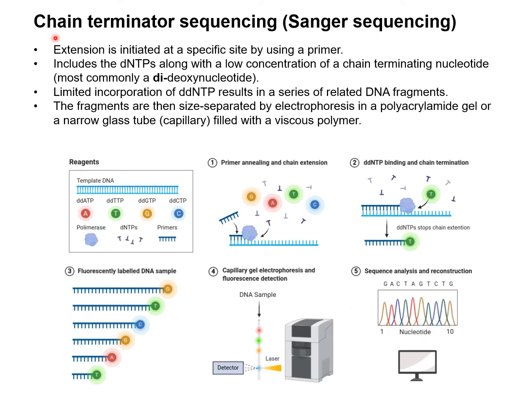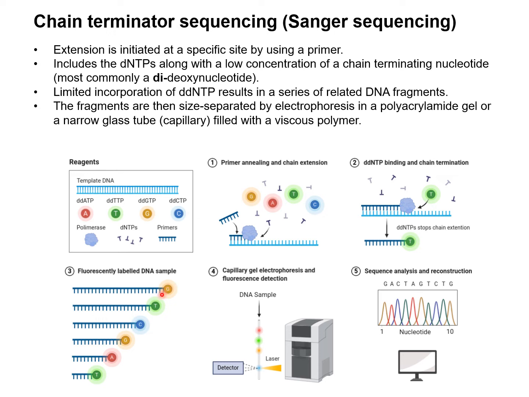And using the chain terminator sequencing, or the Sanger sequencing, you can tell each of the nucleotides that make up the particular DNA fragments that you have. It uses the dideoxynucleotide, which cannot form the polymer anymore. So that's why it's called a chain terminator. So it's not going to be linked. There's no place to get the phosphodiester bonding anymore there.